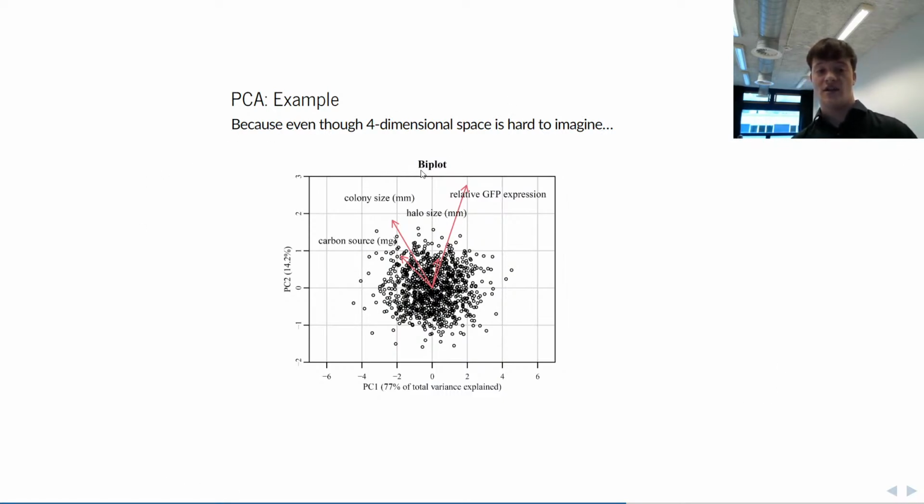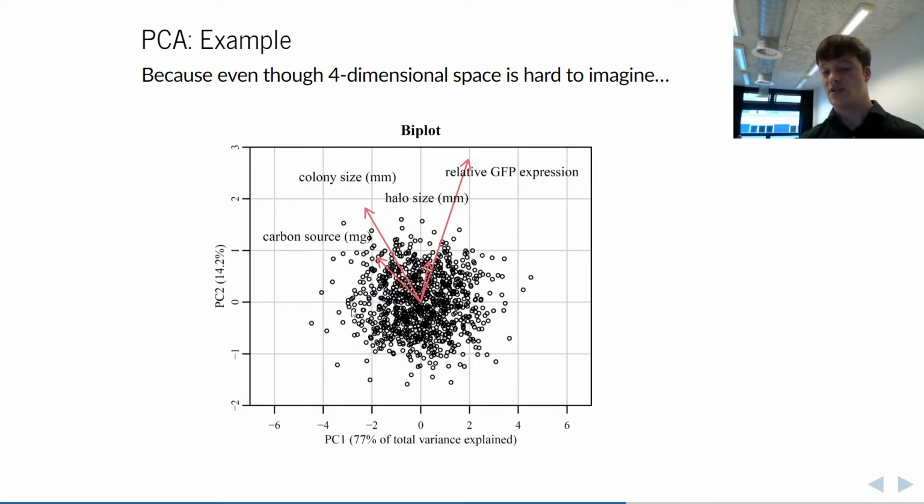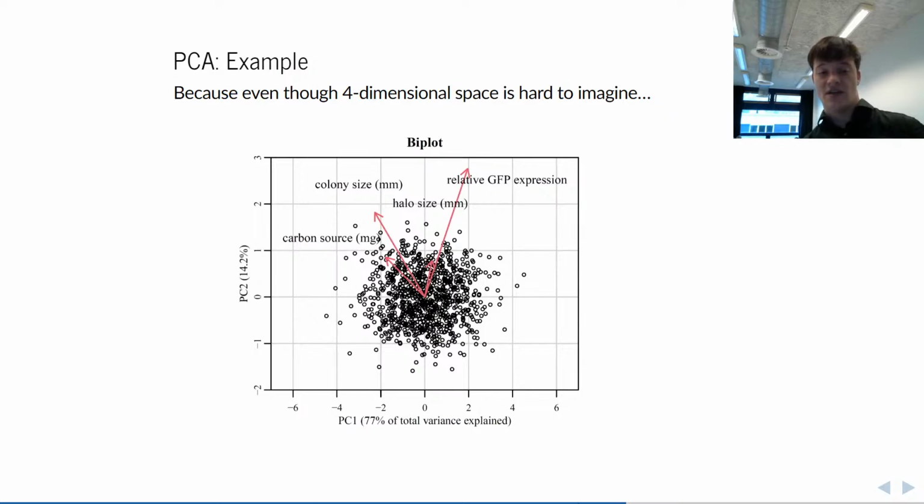Now we have the colony size, the halo size, the relative GFP expression, and the milligrams of carbon that was in their medium. It's just another direction in my plot, meaning that if I go more in this direction, apparently larger colony sizes also had more carbon in their medium, which makes sense. And that's how you can interpret this. And this plot explains 77 plus 14.2% of the variance. Again, over 90% of the variance in this data set, which is 4-dimensional, represented in this nice 2D figure.